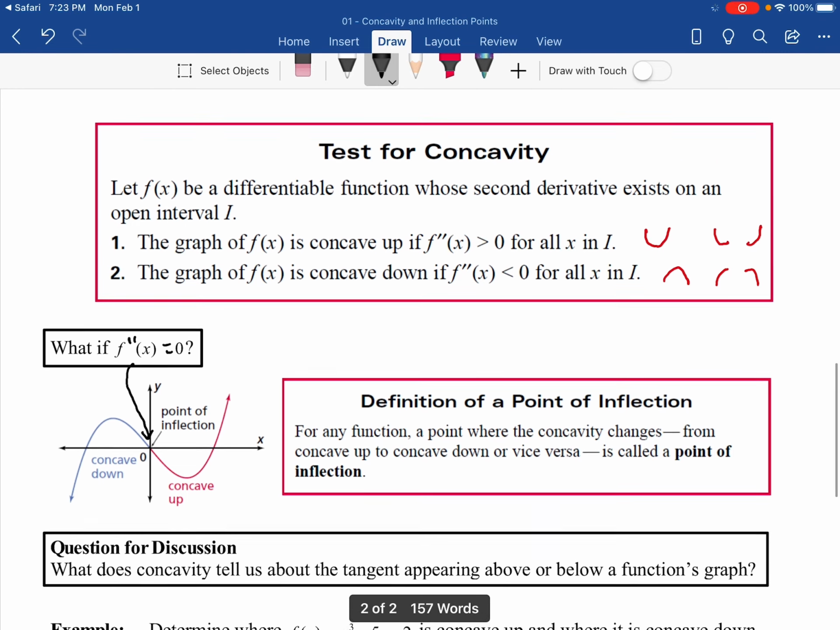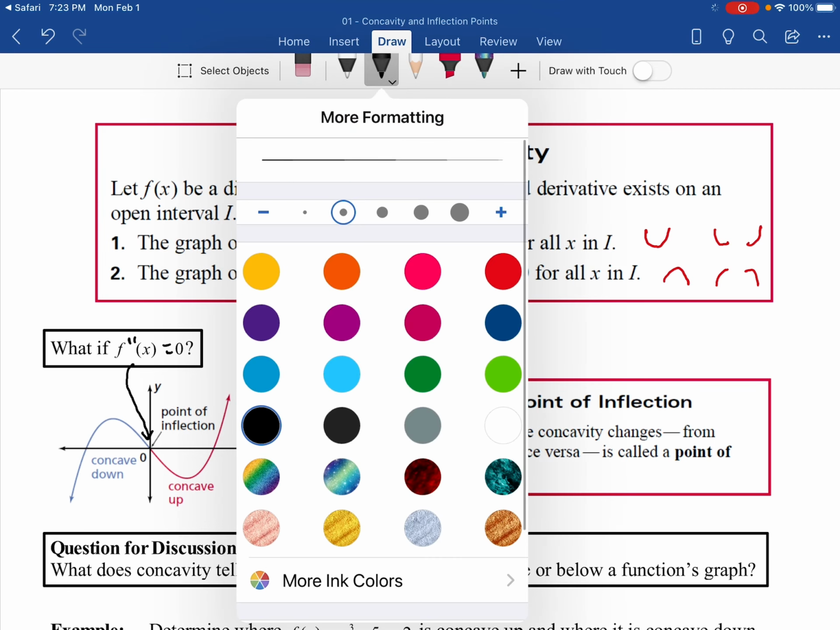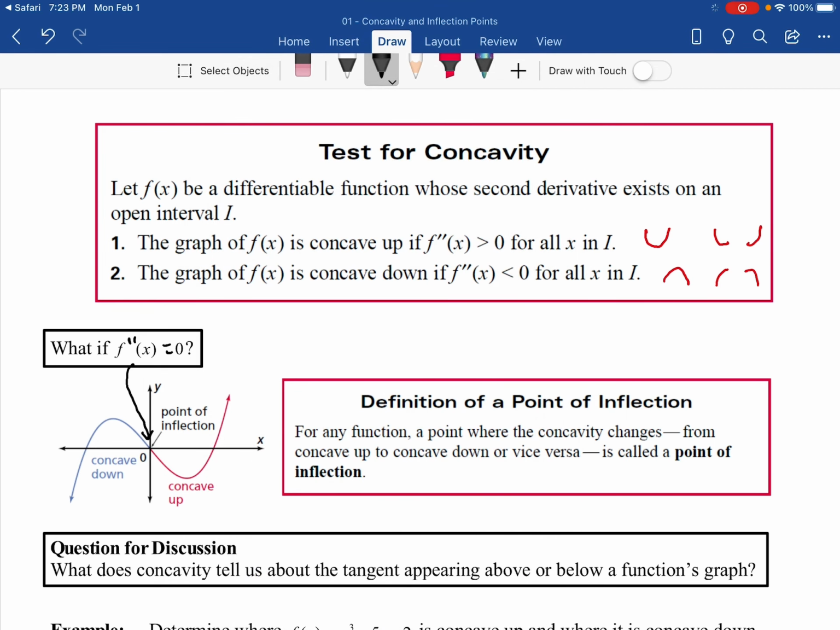Now, what does concavity tell us about the tangent appearing above or below the function's graph? If we draw a tangent anywhere, and I'll just draw a quick tangent in the concave down area of this graph here, can you see that the function will be less than the tangent? It will always be below the tangent. And when we're concave up, can you see that the function would always be above the tangent line when you're in that section? Very close.